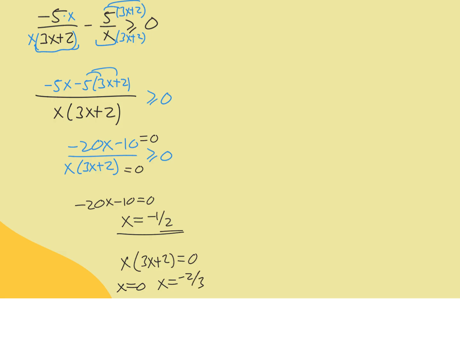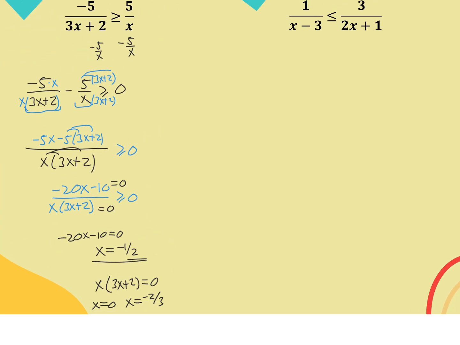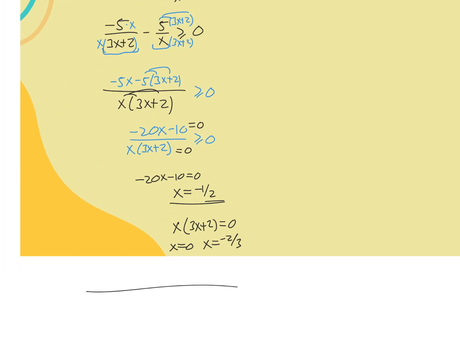All right. This is also why I don't distribute that x. You definitely could, but then you would still have to factor it out to solve for what makes the bottom 0. So it doesn't really matter if you do that or not. So then I'm going to draw my little number line. And then I'm actually going to have 3 points to plot. I'm going to have negative 2/3, negative 1/2, and 0.